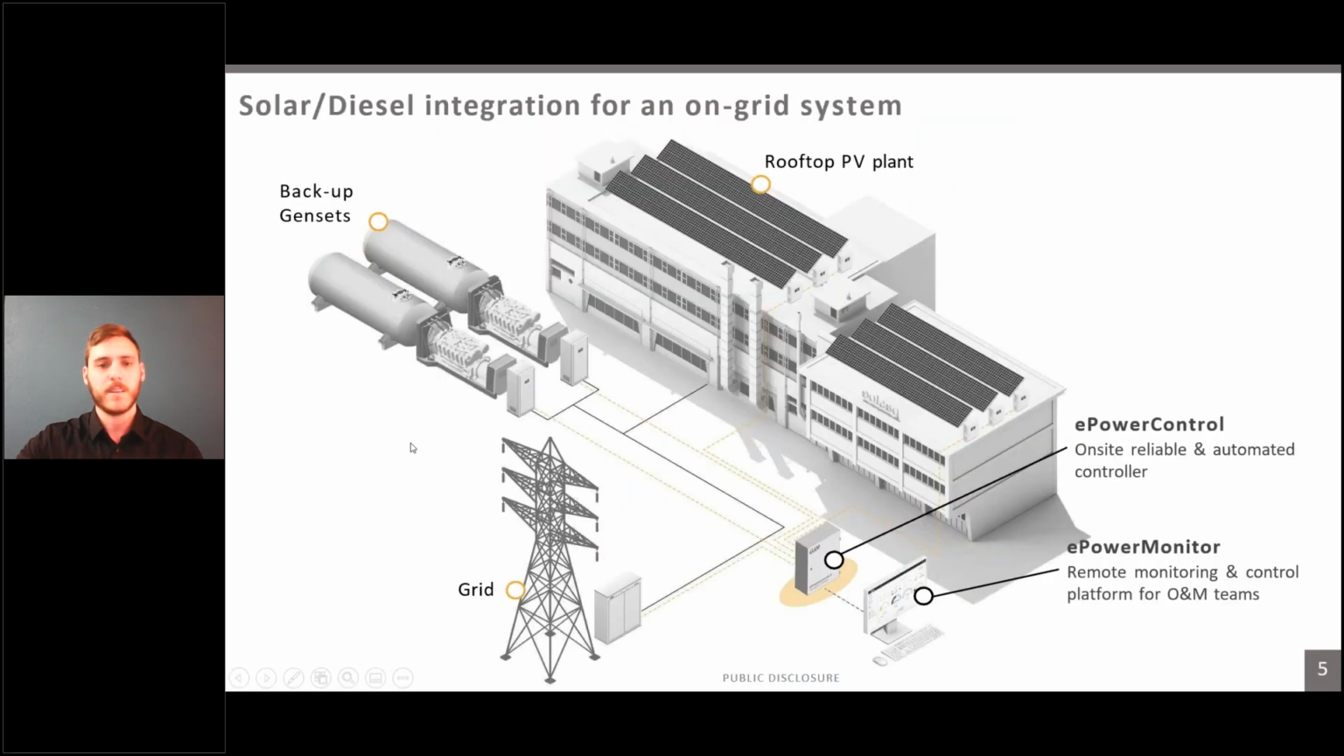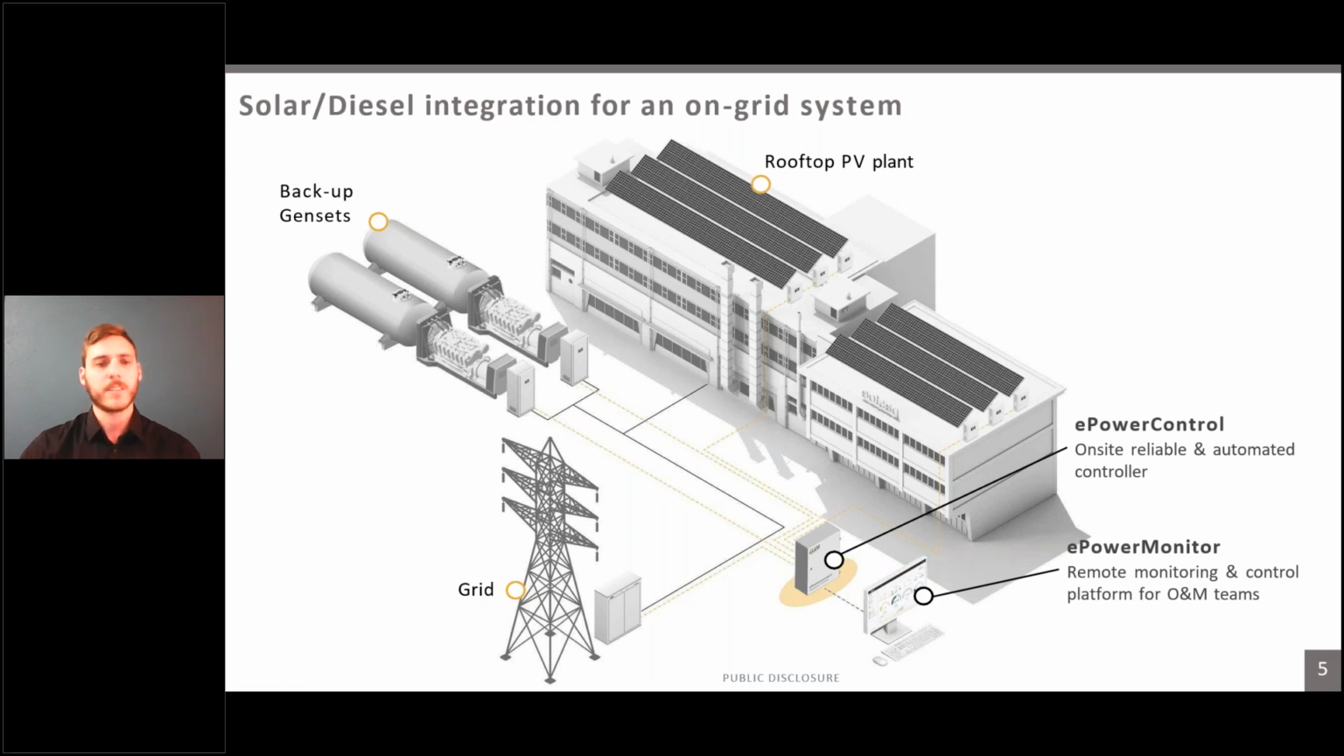Going back to the previous slide. Let's look at the integration for an on-grid system. You'll see here there's a few sources of energy: the grid, the gensets, as well as the PV. And we can see here how the ELUM controller integrates with the PV plant, gensets, and grid. The yellow or orange lines represent the data communication. So you have data communication between your PV plant and the controller. As Christoph mentioned, it's either Modbus TCP or RTU.